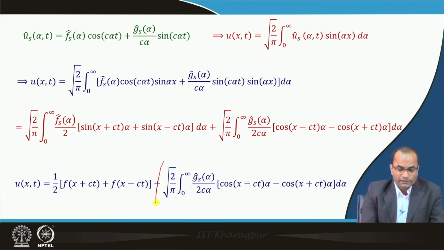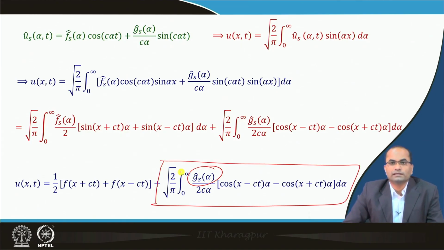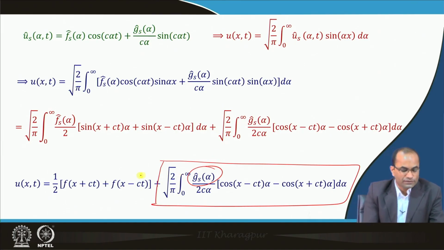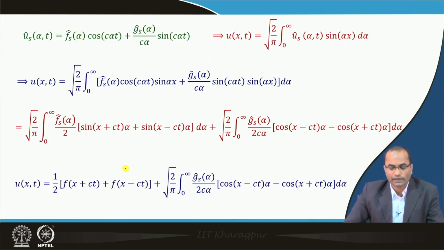So, here we need some more simplifications, because this g_s hat is sitting there and we do not want to see the Fourier sine transform of g. We want to have a solution directly given in terms of g. The first term is fine, because this is given absolutely in terms of f now. So, for the second term we have to again do some calculations, because this g hat alpha is the Fourier transform of g(x).